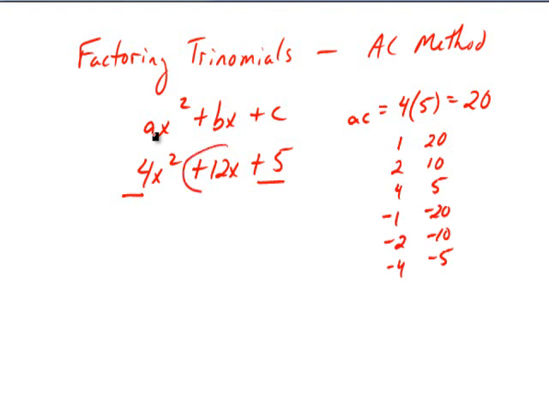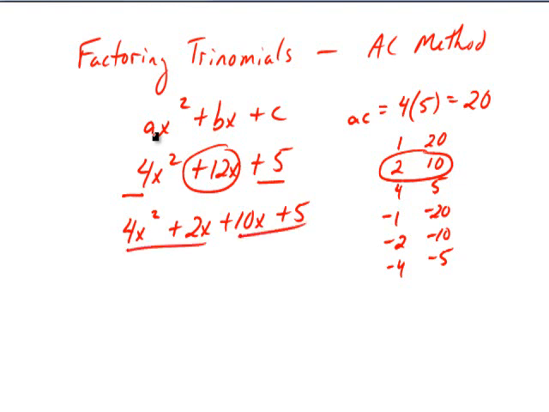The middle term of the trinomial is 12x. We want to find the pair of factors that give us a sum of 12. And 2 and 10 give us that sum of 12. I want to rewrite this expression, changing 12x into 2x plus 10x that I found from the pairs of factors. Then we factor by grouping, pairing the first two terms together and the last two terms together.